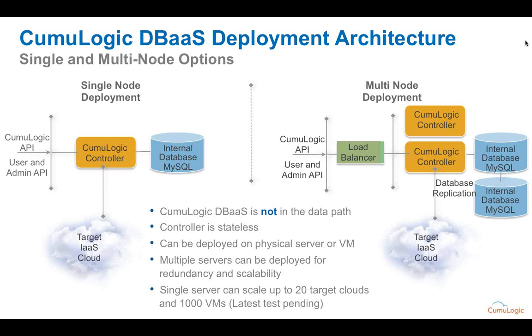Typically, for proof of concepts or pilot deployments, we recommend somebody downloads a virtual appliance. We've got a virtual appliance available in a number of different form factors. That single VM can be booted. In it, we'll have the CumuLogic controller software itself, an internal MySQL database for metadata. And then you can log into the UI and immediately register different target cloud API endpoints, and you could start provisioning databases. Very, very simple, very lightweight.